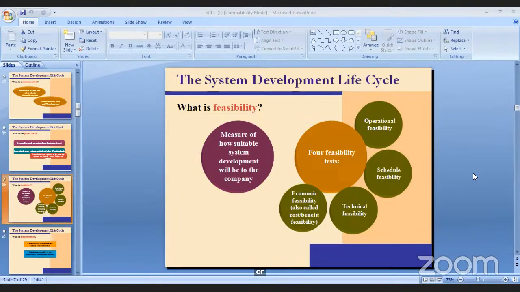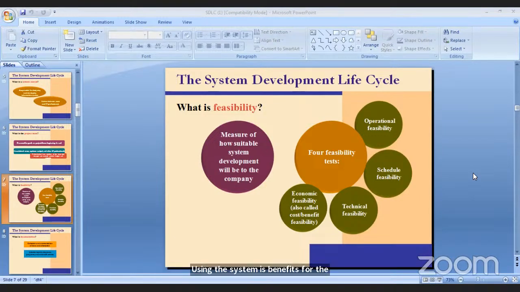So the economic feasibility, otherwise called cost benefit feasibility, deals with checking or verifying whether the system is practically and financially feasible or not. Developing such a system will generate certain profit or not. Development of the system will benefit the developer or not. Using the system will benefit the users or not.